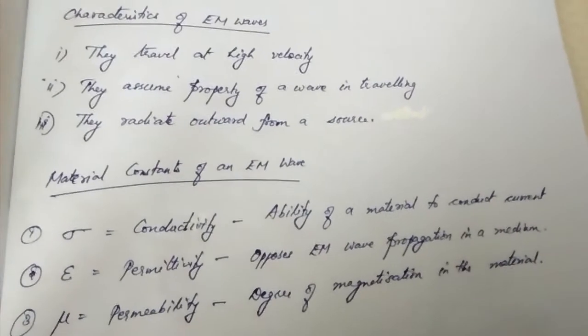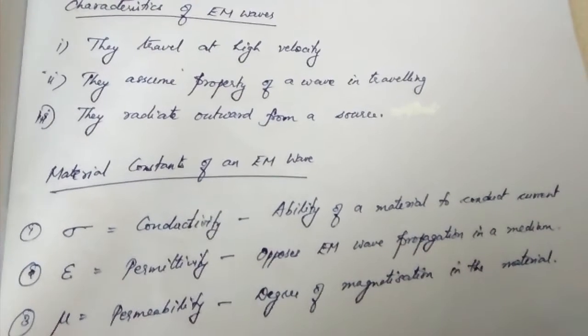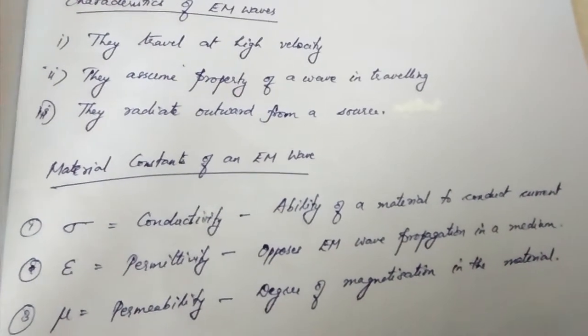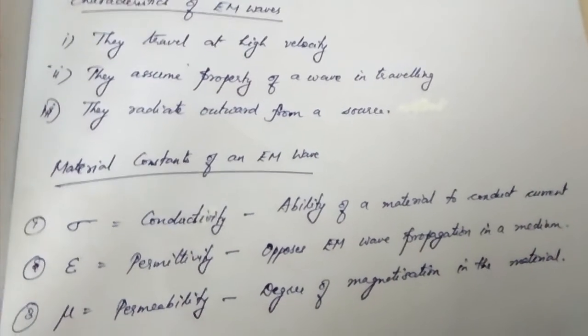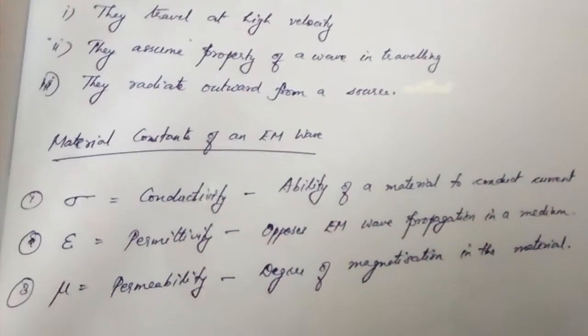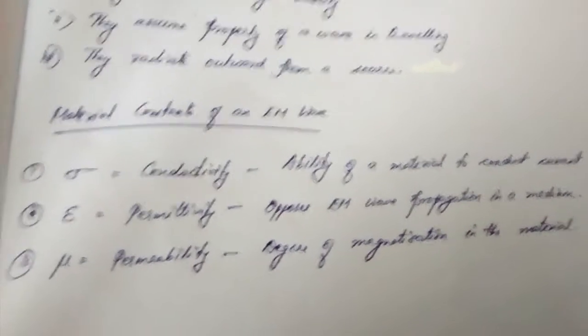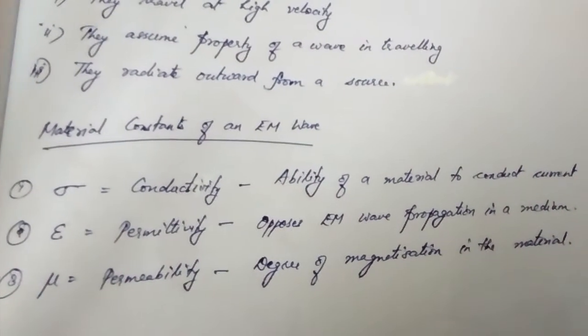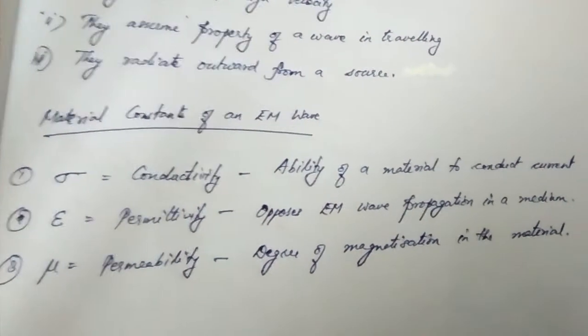The characteristics of EM waves: there are 3 characteristics. First one is they travel at high velocity. Second, while traveling they assume the property of a wave. Third, they travel radially outward from the source. An EM wave has 3 material constants, namely sigma, epsilon and mu. Sigma is the conductivity, epsilon is the permittivity, and mu is the permeability.